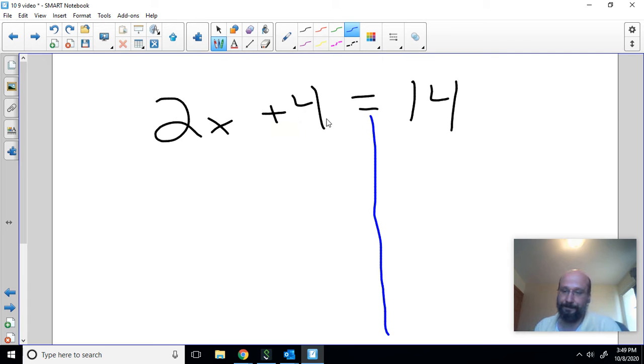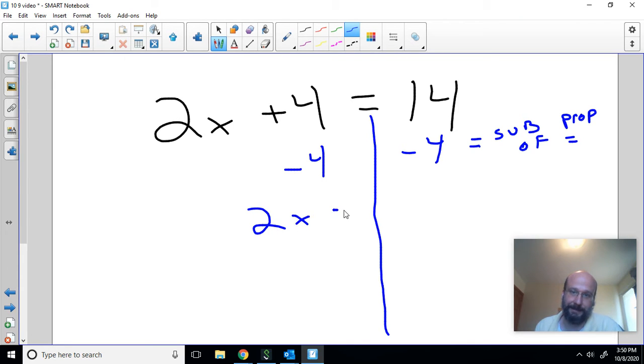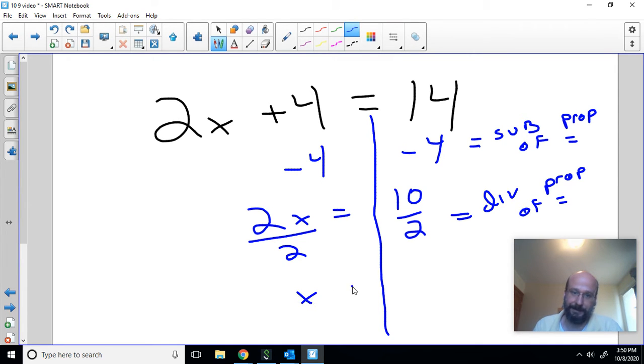So our first step, and you should know it, is we need to move this 4 over. So we're going to subtract 4. When you subtract from both sides of an equal mark, that's called the subtraction property of equality. So that gives us 2x equals 10. And now the next thing we're going to do is divide both sides by 2. When you divide from both sides, that's called the division property of equality. So x is going to equal 5.